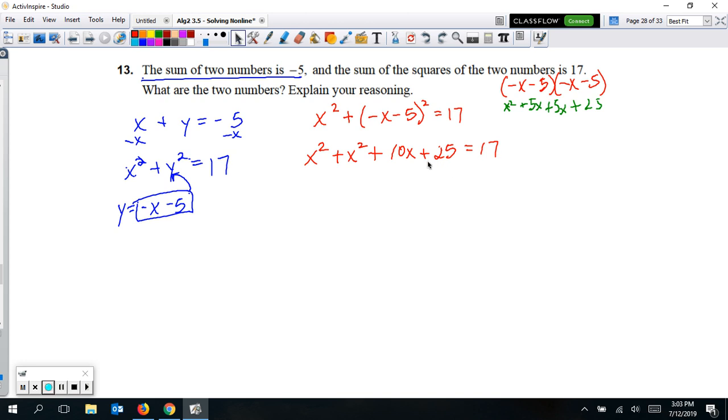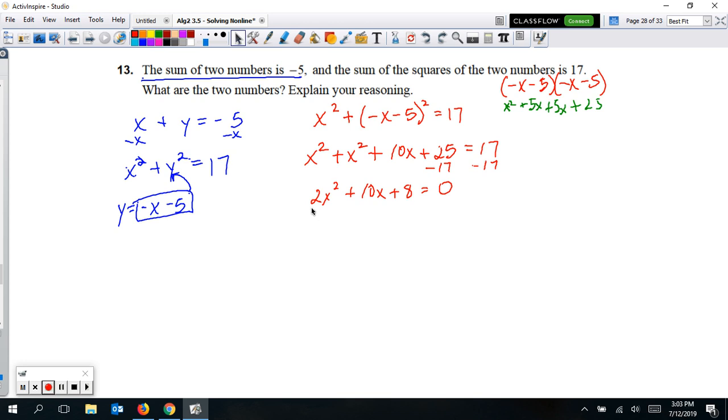So now at this point we can combine the x squareds together. That's going to give us a 2x squared. We also can maybe reset this to standard form by subtracting 17 and bringing it to the other side. So we can do that as well. As we combine the 2x squareds here, and then we're also going to combine 25 minus 17, this will become 0. So it's going to be 2x squared plus 10x plus 8, that's the 25 minus 17, equals 0.